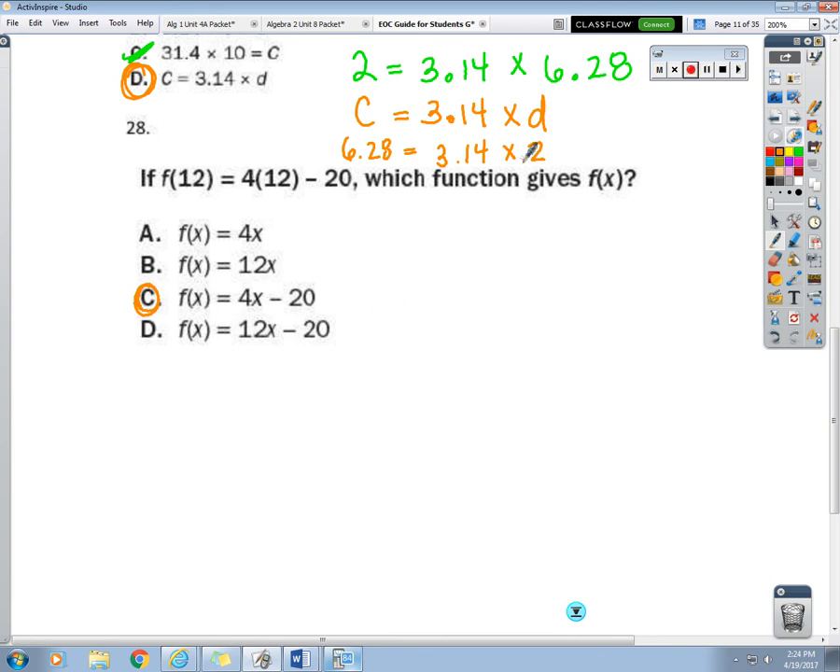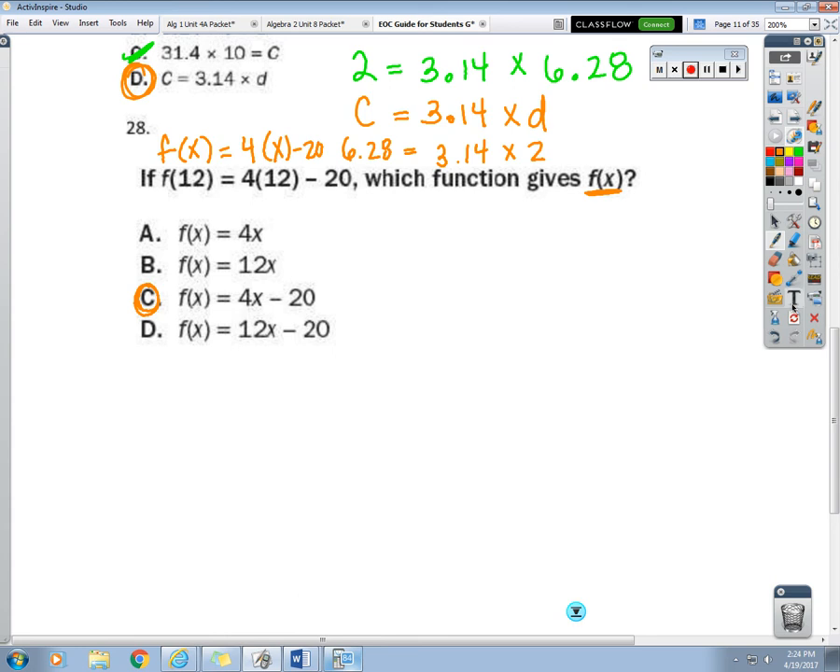Okay, listen. They give you this, and then they say which function gives f of x. So haven't they now, instead of f of 12, written f of x? So doesn't that mean they're just taking the 12 away and putting x? So that means we should take this 12 away and put x, and you end up with 4x minus 20. It's that easy. They're basically just asking you to take the input out. The input is 12. They're saying remove it, and what was the original equation?